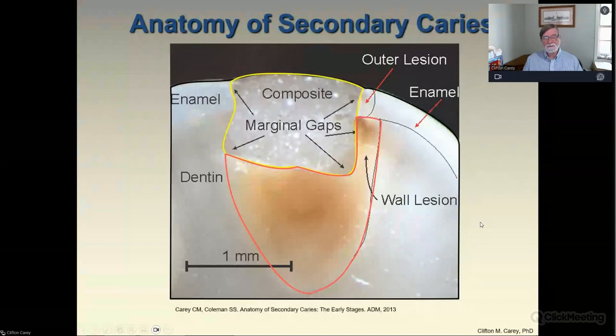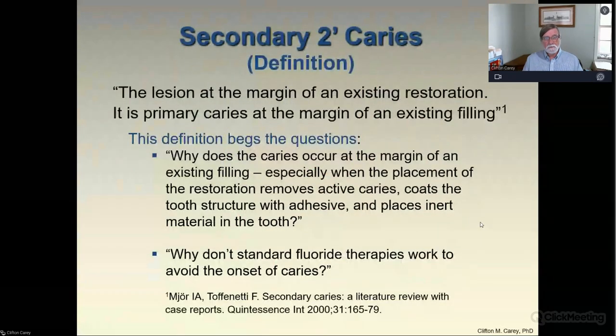Using this as a background, one of the questions is, well, what causes the secondary caries? And so the lesion at the margin of an existing restoration, we talked about that. It's also defined by Yvonne Muir as a primary caries that happens to be at the margin of an existing restoration. I don't know how I feel about that. It might be just that same caries continuing. This definition begs a lot of questions.